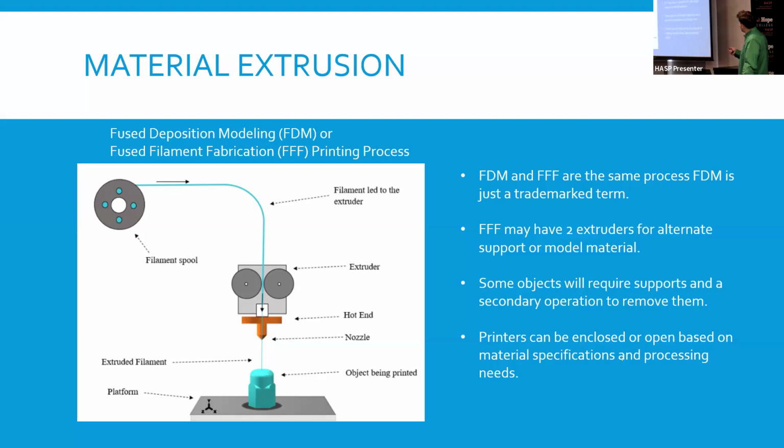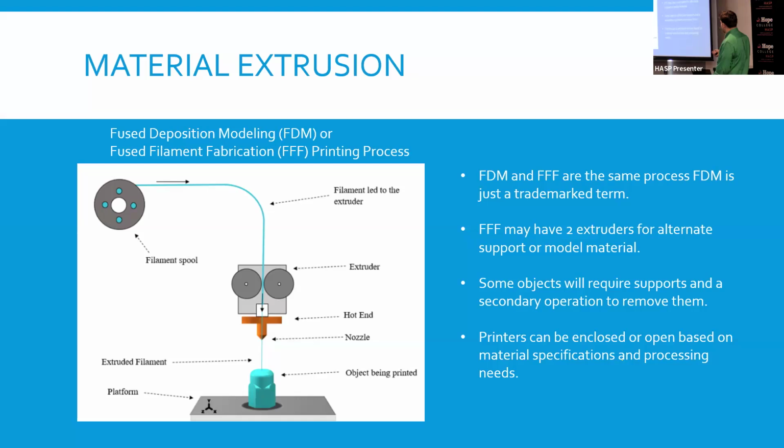So FDM and triple F are the same process, like we just went over. Triple F may have two extruders for alternate support or model materials. So you can have two different color model materials because you have your polymer here. It's essentially just a wire fed thing.